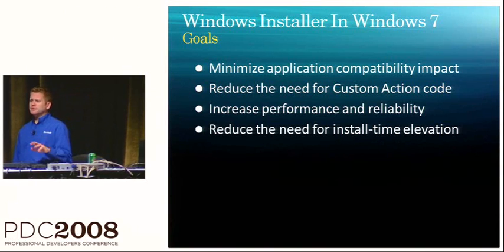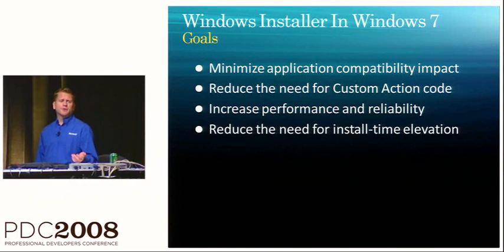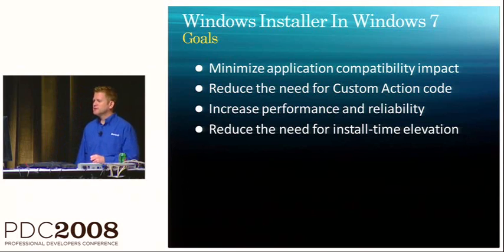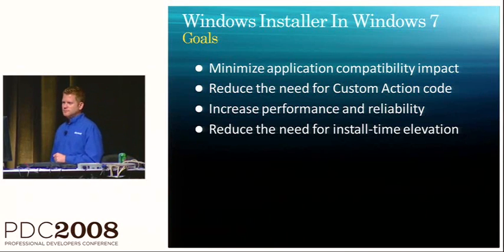We also wanted to reduce the need for custom action code. I mentioned this is one of the things we wanted to do in Windows Installer 4.5. We wanted to continue that with Windows 7. We wanted to look at things that people were commonly writing custom actions for and see if we can go ahead and reduce the need of that on Windows 7. I mentioned the performance and reliability previously. And we wanted to reduce the need for install time elevation and even runtime elevation, and that's through the per-user application that I'll talk about later.